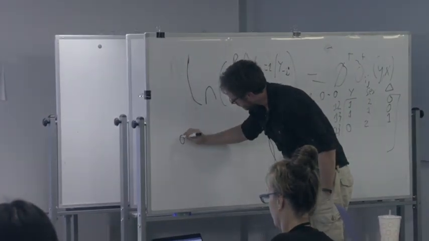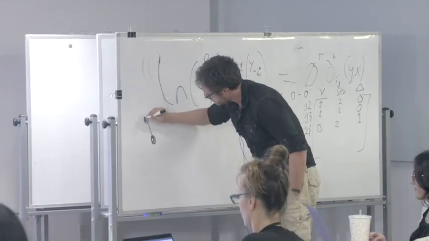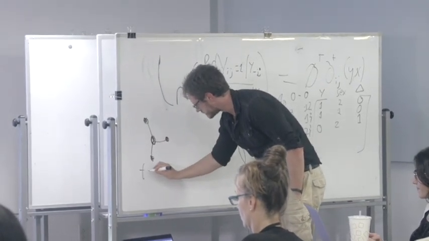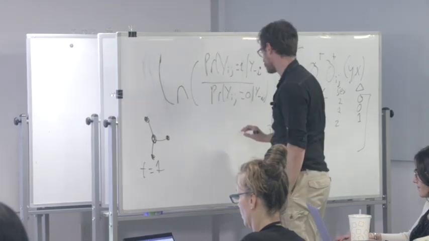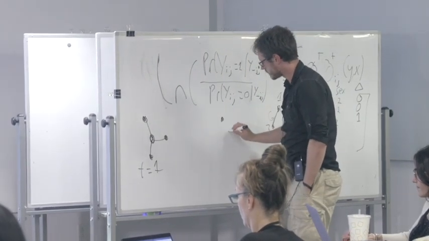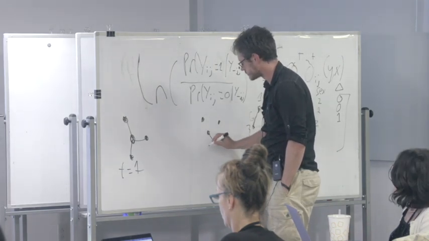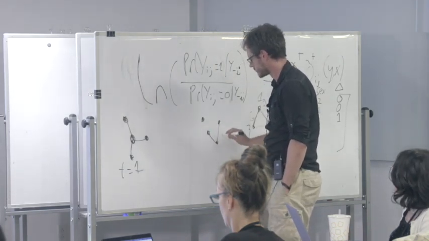So let's think about a change process that looks something like this. We have a network at t equals 1 of 4 nodes, and we have a network at t equals 2 between 4 nodes.